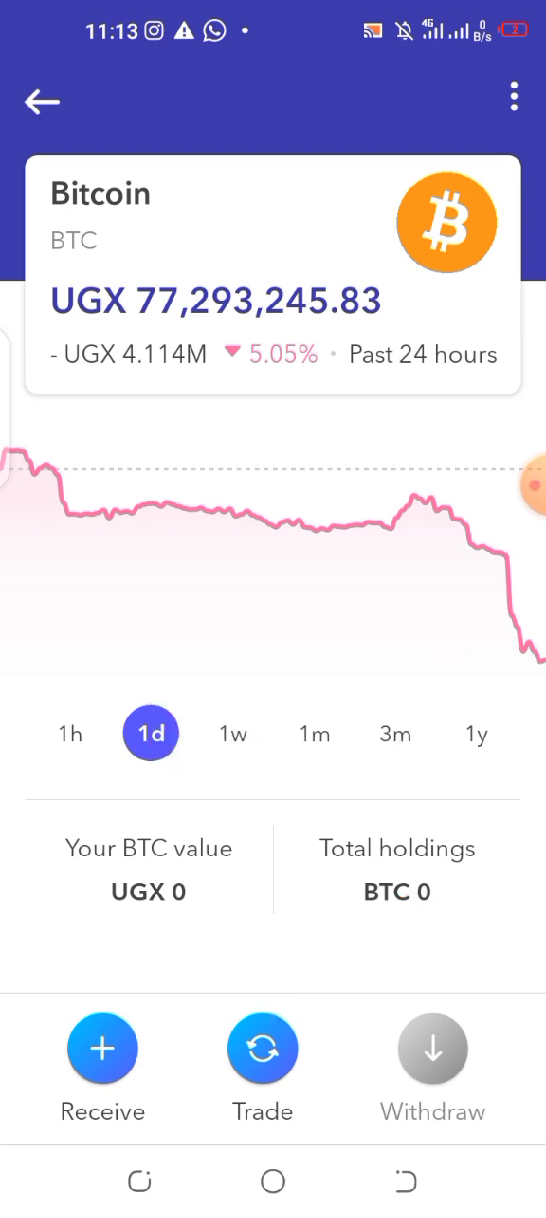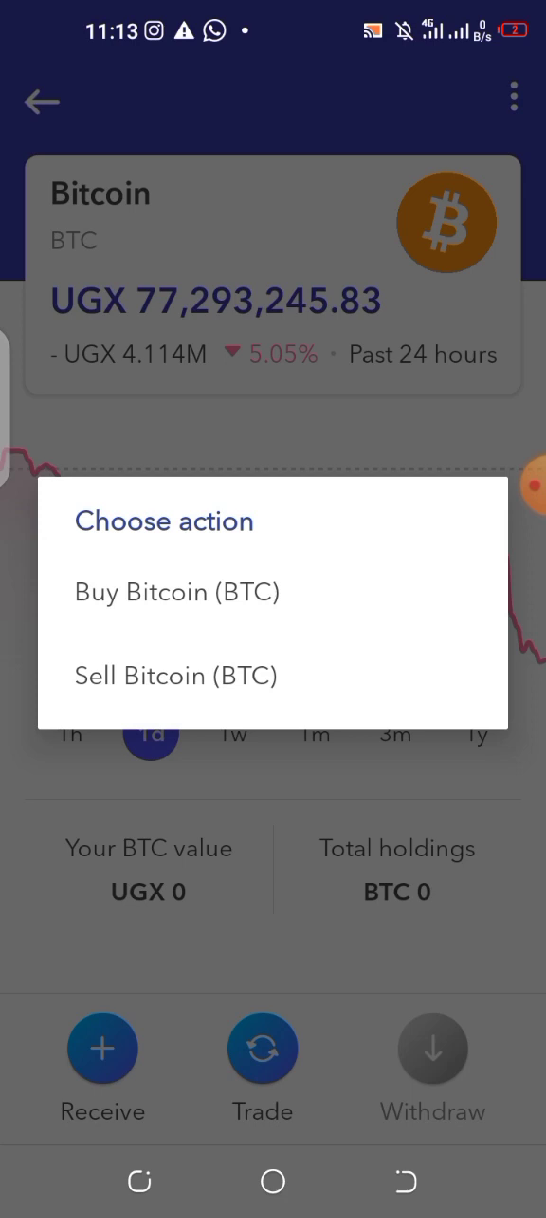You understand? So when you tap trade, you see buy or sell Bitcoin. So right now what you're going to be doing is buying. You understand? So we're going to be buying at 77 million here. I'm going to show you why. You understand?